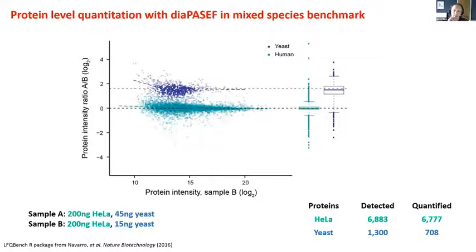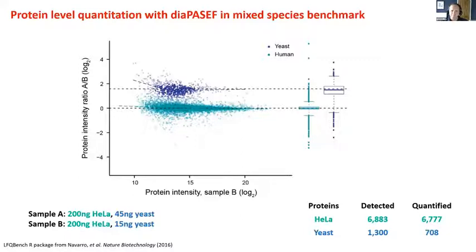Of course, being able to detect peptides and proteins is one thing, but what really counts, and what most people want to do, is quantification. So we decided to perform one of these LFQbench style mixture proteome experiments, where we took 200 nanograms of HeLa digest and spiked in either 15 nanograms or 45 nanograms of yeast digest. So the human ratio should be basically 1:1, and the yeast ratio should be 3:1. This is essentially what we see in these blue and green clouds respectively, which are more or less centered on the expected ratios.